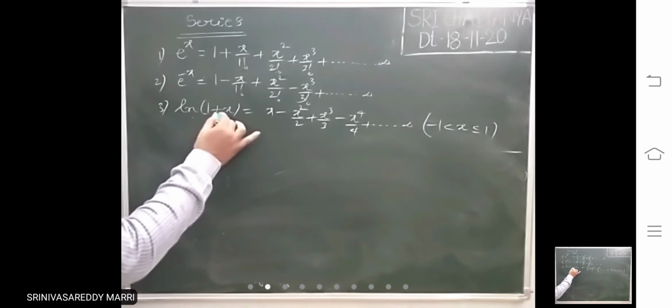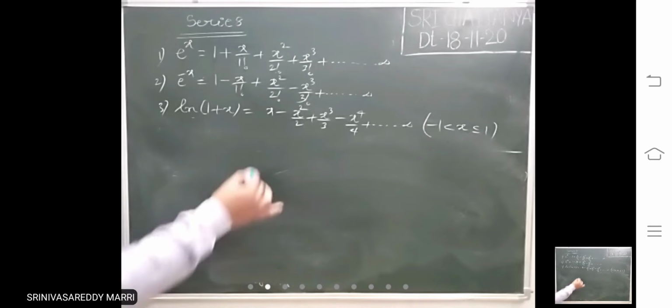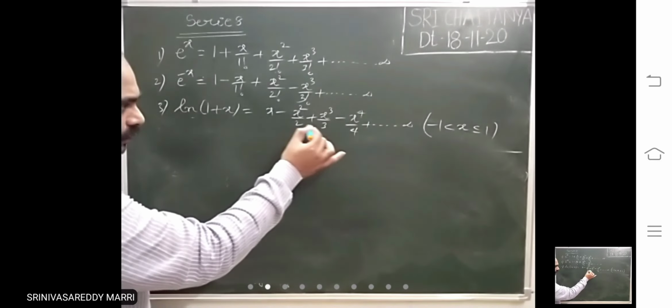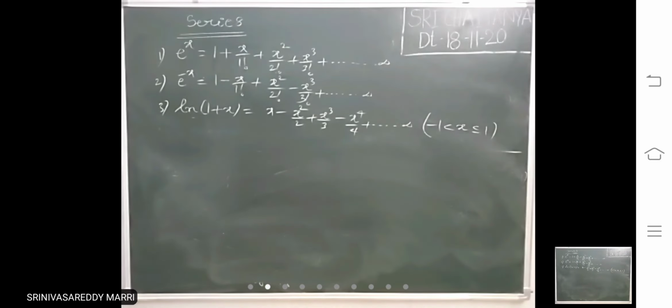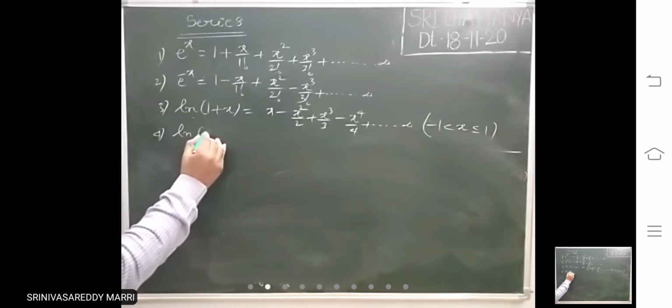So whenever log of 1 plus x to the base e is there, you write like this. Don't write factorial, just normal numbers. So this is log of 1 plus x to the base e.